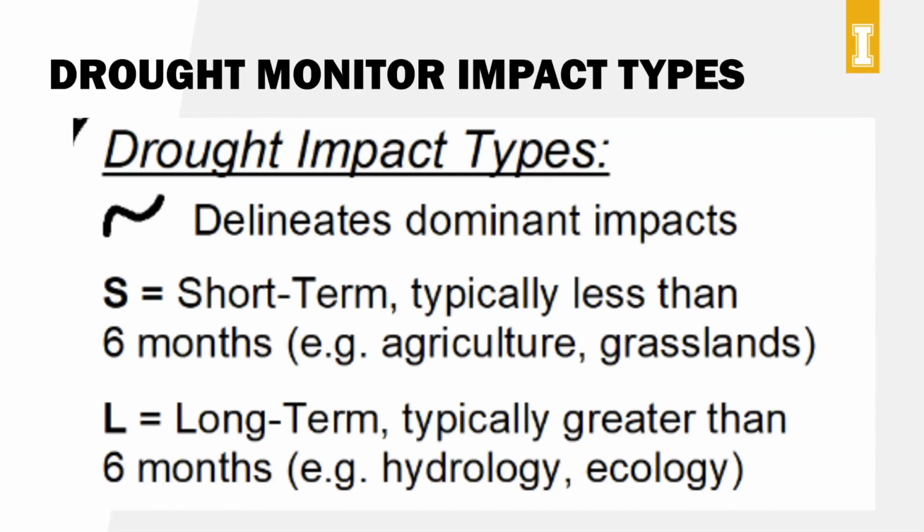The map indicates the type of drought with an S for short and L for long, delineated with a heavy black line. Both short and long-term drought can be present simultaneously in a given location.